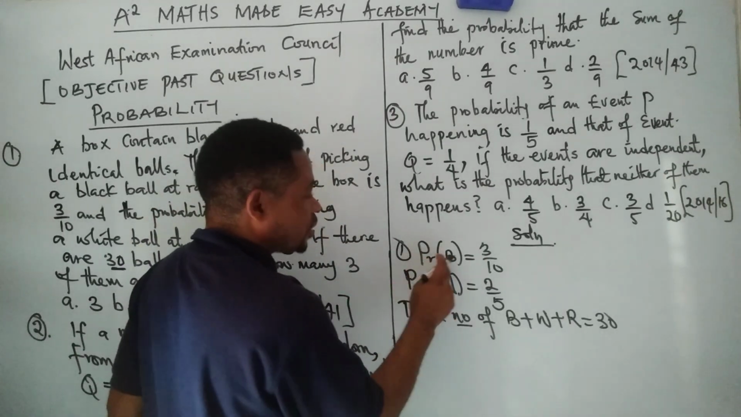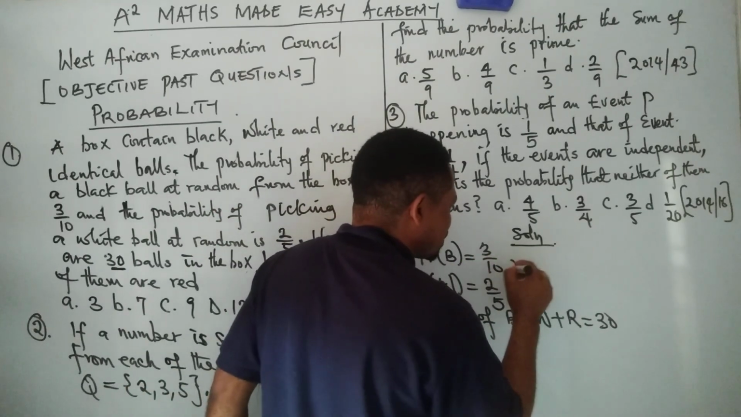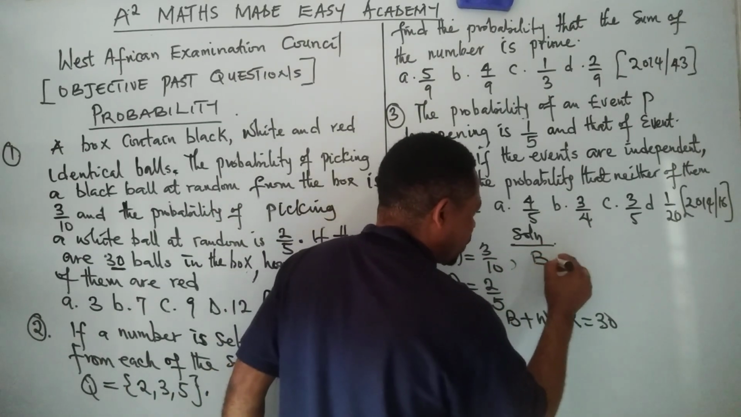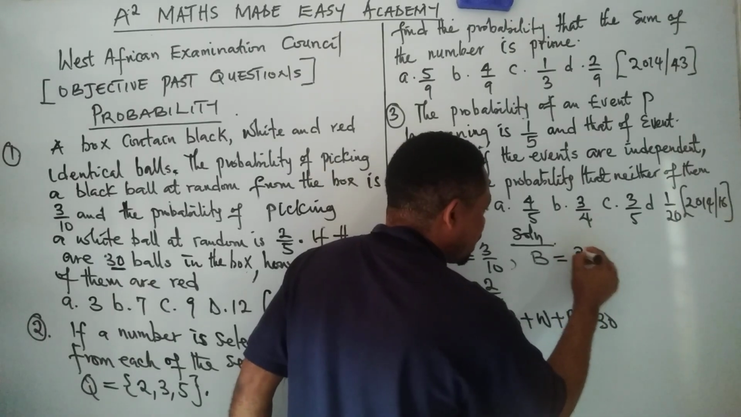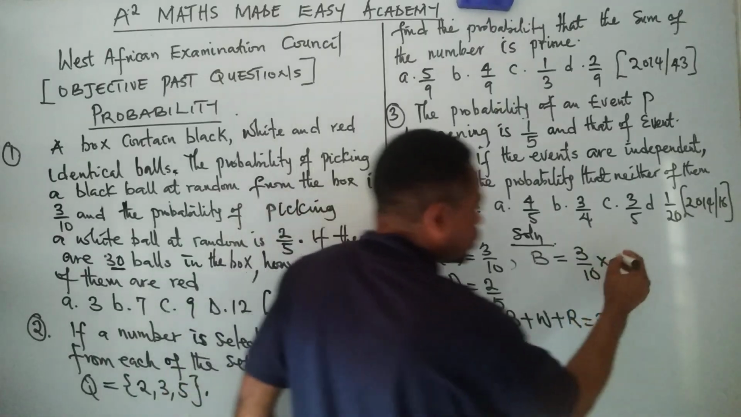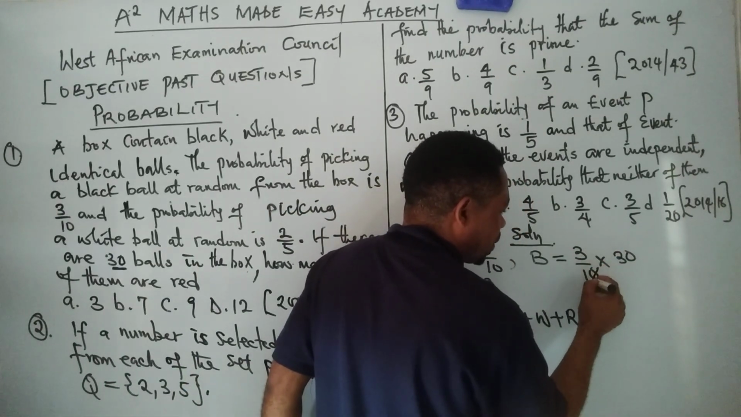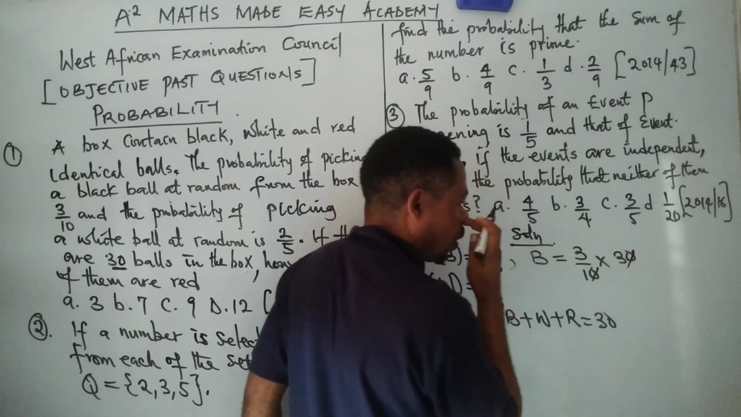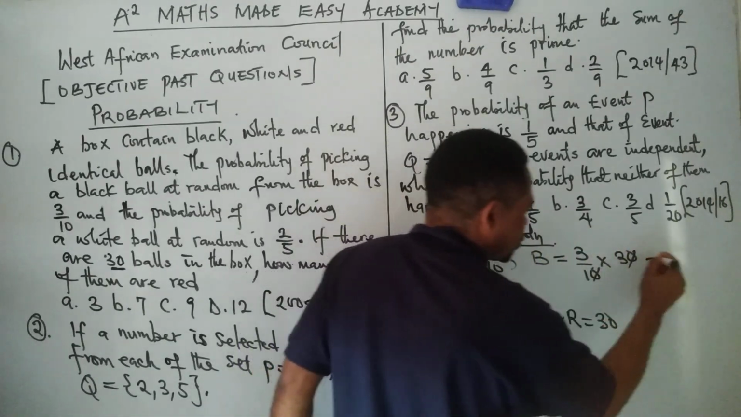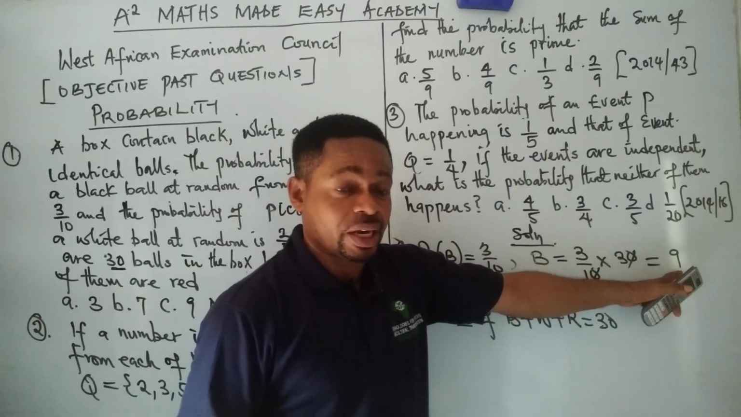So since the probability of black is 3/10, am I communicating? So now let us consider how we get the number of black balls. The number of black balls should be 3/10 of the total. So which means the total is 30. Are you there? Can you agree with me that the 0 down here will cancel the 0 up here? It becomes 3 times 3, which is 9. Now the black ball is how many in number? It is 9 in number.